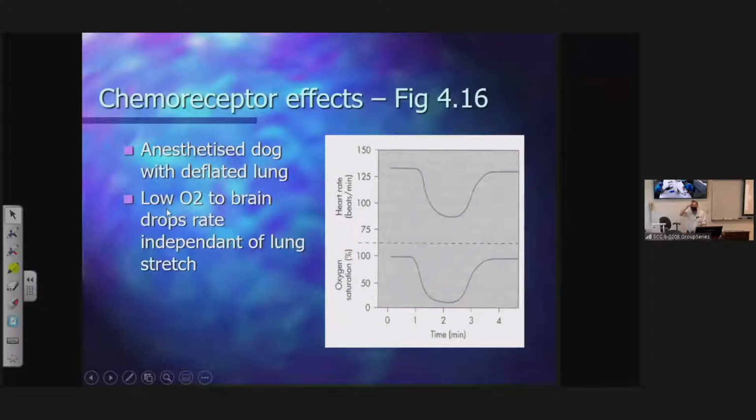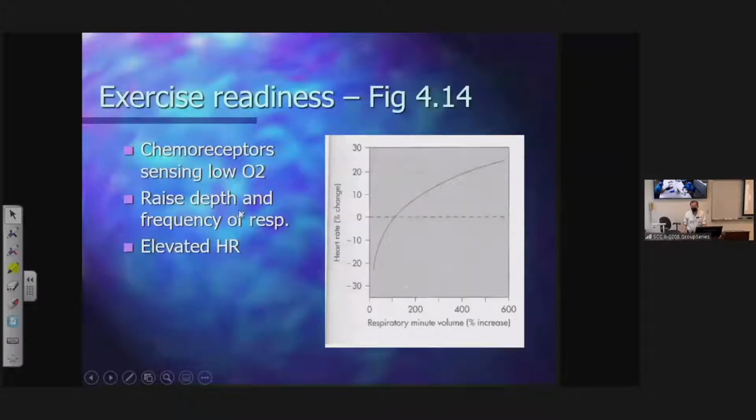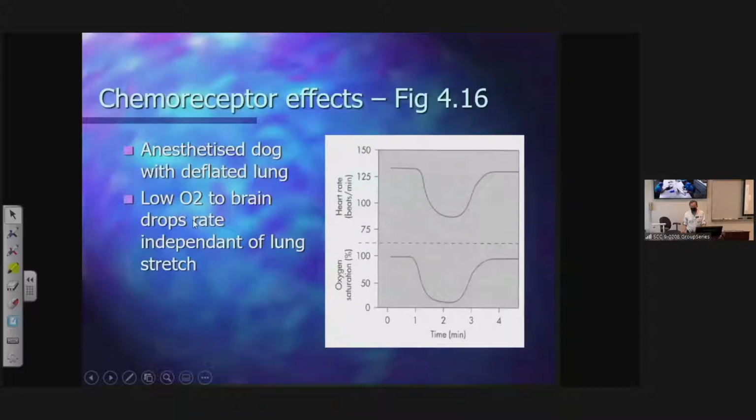Chemoreceptors, low O2 to the brain. Now, we just said low O2 to the brain makes you take a deep breath, but in severe cases, severe drops, and we're going to learn about mild changes in chemistry and severe changes in chemistry. Severe changes in chemistry actually depress everything. Mild changes in chemistry stimulate everything. We'll get into that in a little bit.